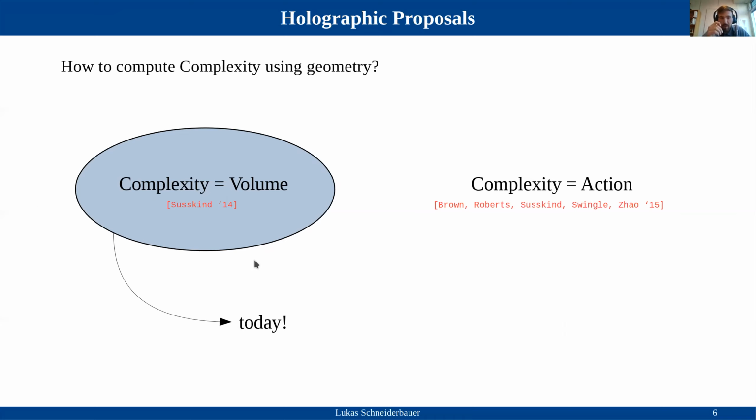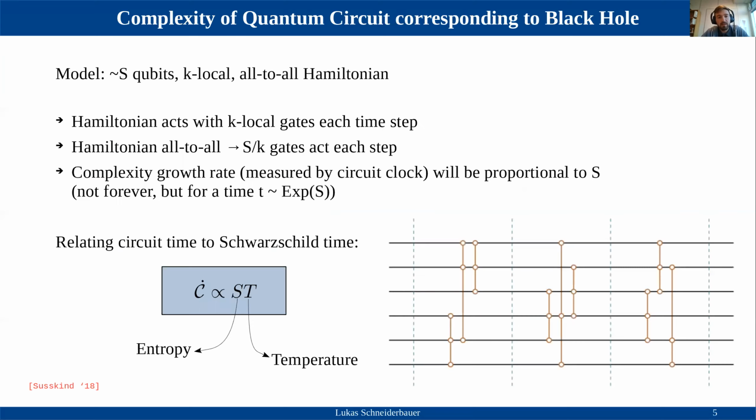Now, there are already a number of papers in the literature about carrying out these volume proposals for various kinds of different black holes, also in different dimensions. And the basic result is that for all reasonable examples I know of, this relation, C dot proportional to S times T, is obeyed, at least at late times.